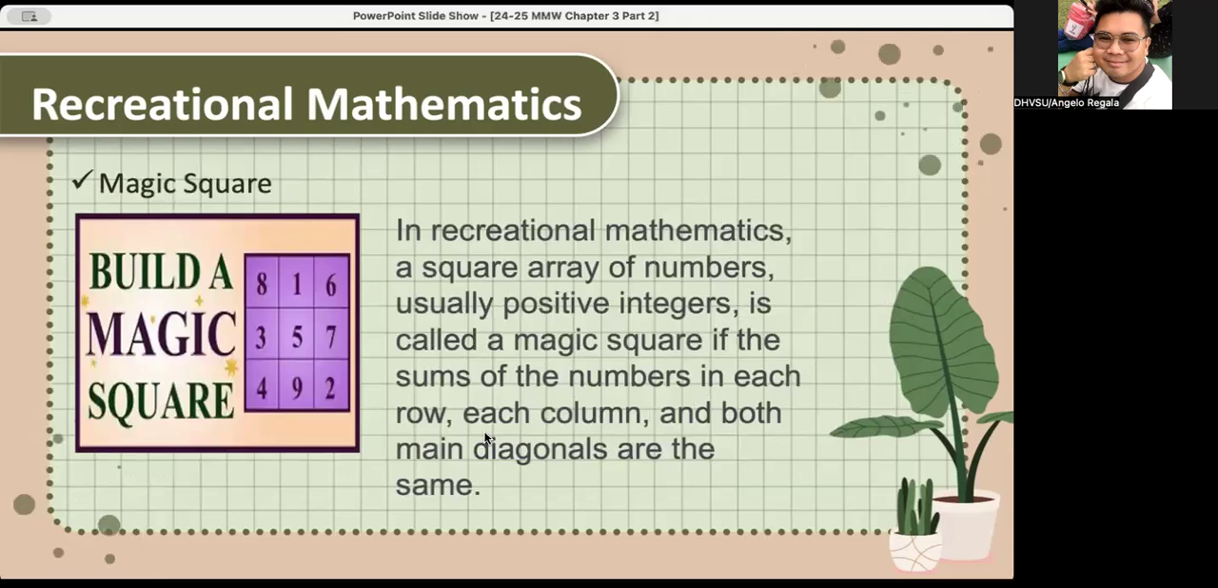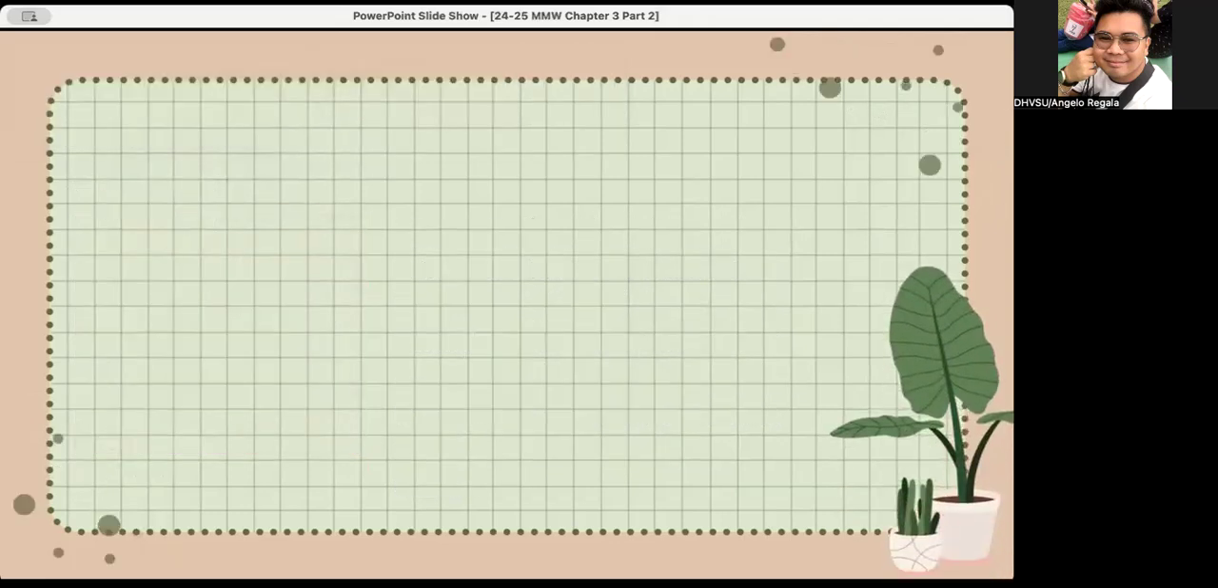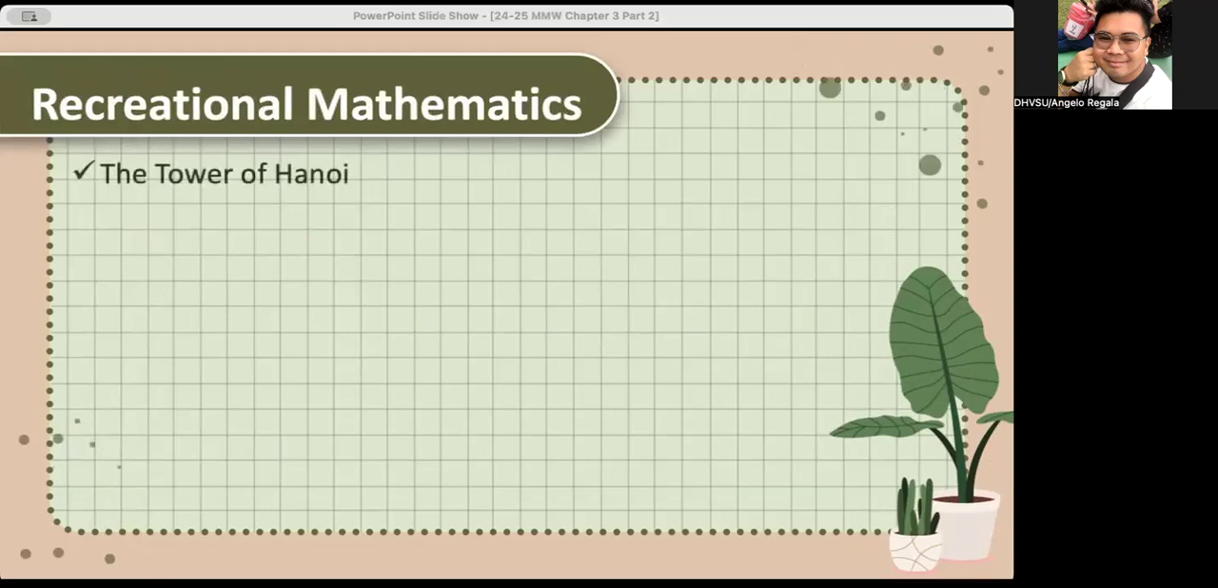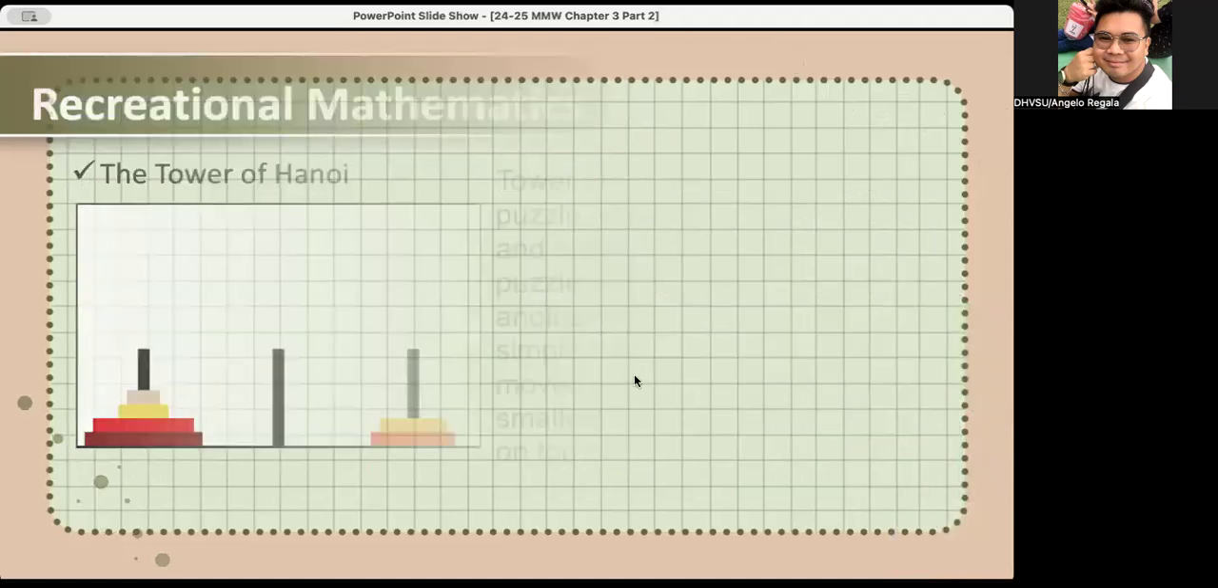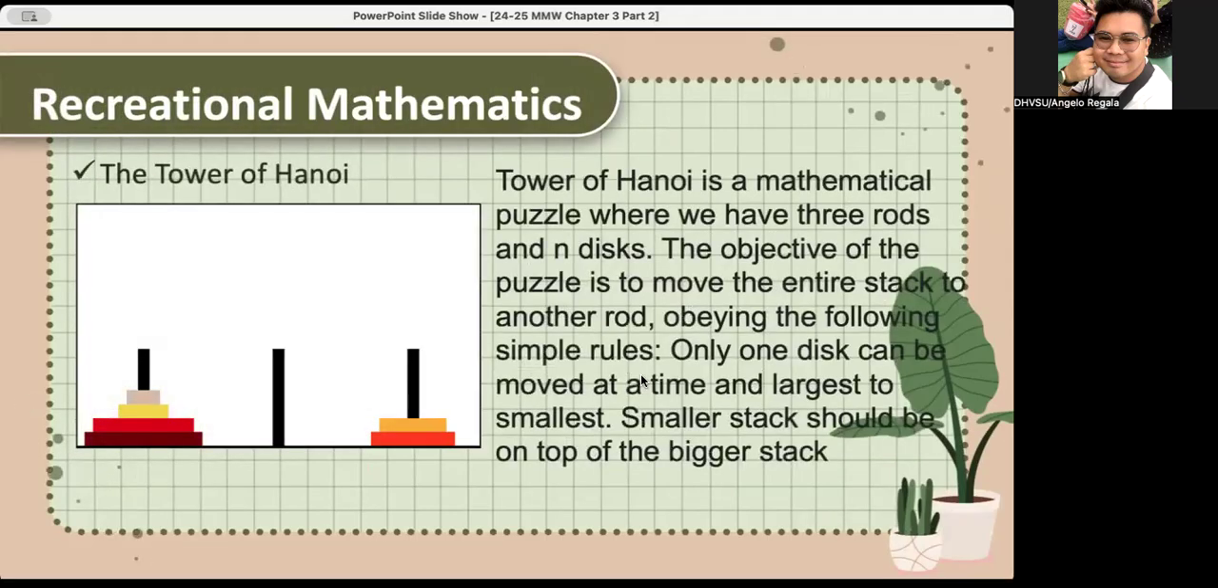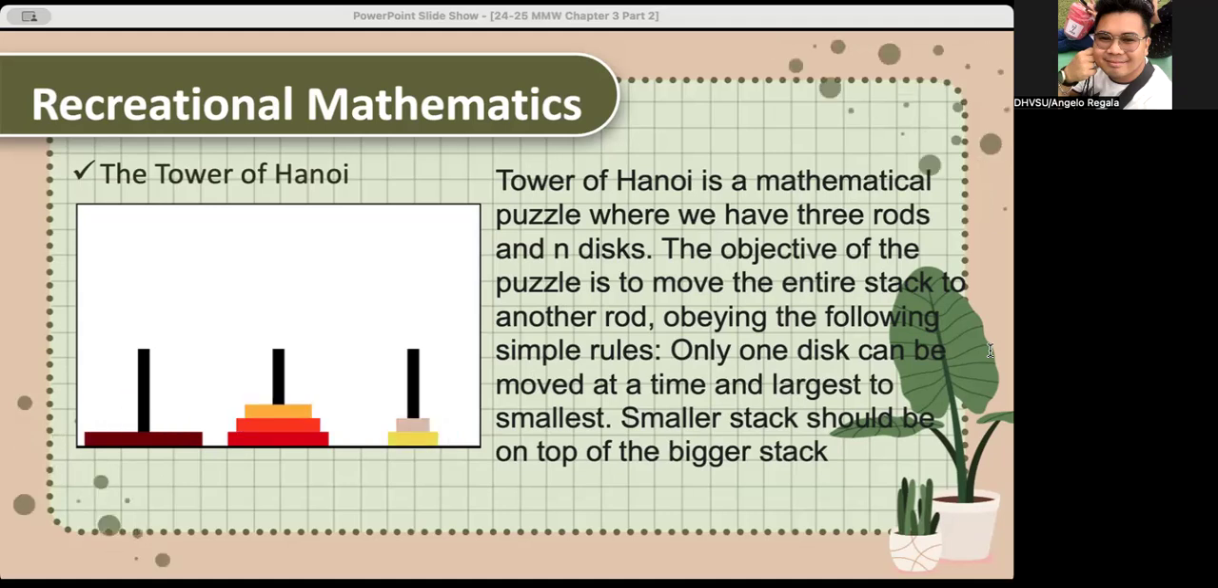So another one is the Tower of Hanoi. Okay? So the Tower of Hanoi, if you can see, there are three poles or pedestals and some discs with different sizes. Then all you need to do is from the first rod or pole, you have to transfer all of the discs, no?